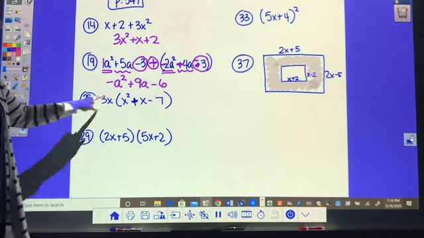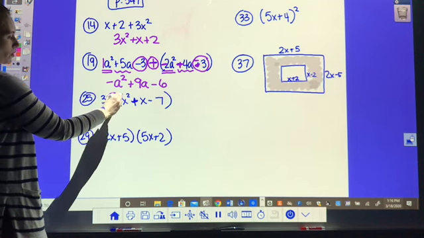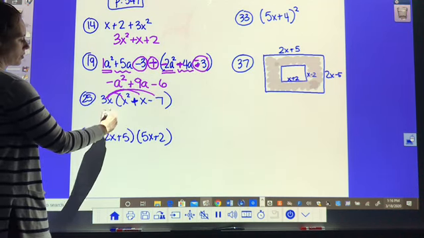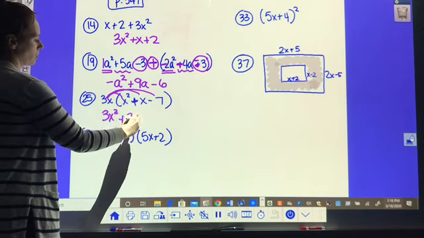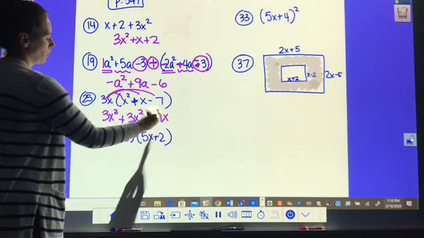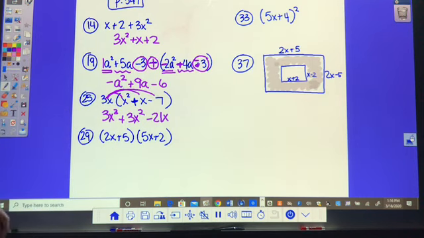Okay, here we want to do the distributive property because there's not a plus or minus sign. This means multiply. So we're going to do our distributive property. 3x to the third, then 3x times x is 3x squared, and then 3x times negative 7 is negative 21x. And you're all finished because those are all unlike terms.